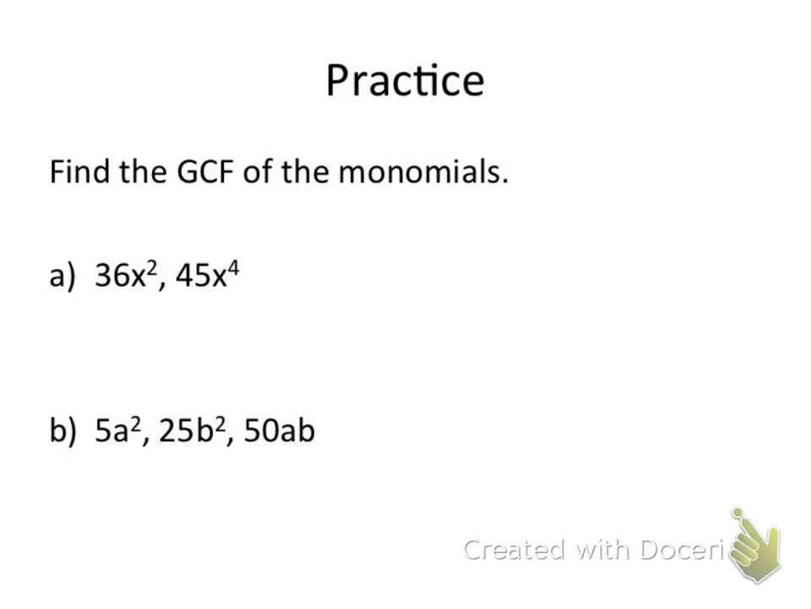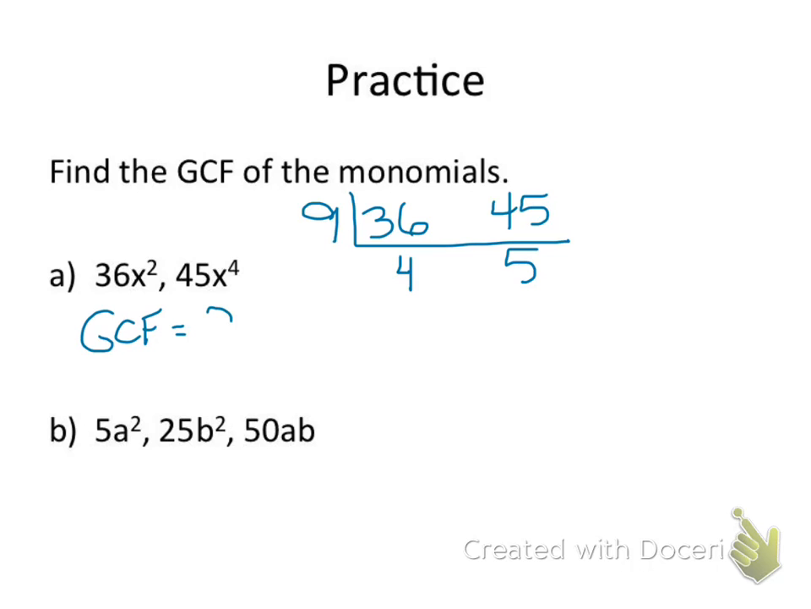Let's try these out then. If we're going to factor them, there are one of two ways. Looking at just the numbers, we could take 36 and 45 and find a common factor. 9 times 4 goes into 36, and 9 times 5. There are no common factors between 4 and 5, so for this one, the GCF would be 9.